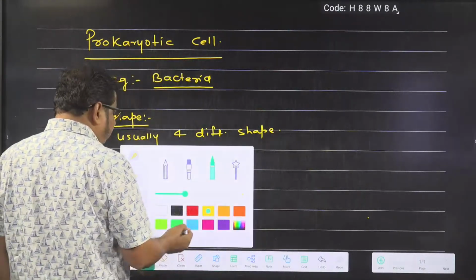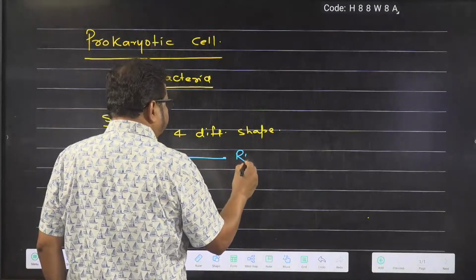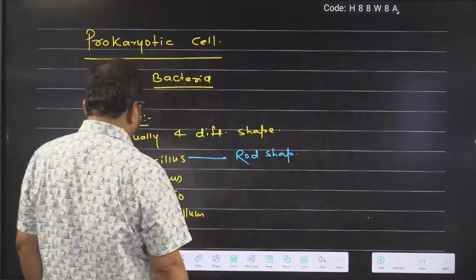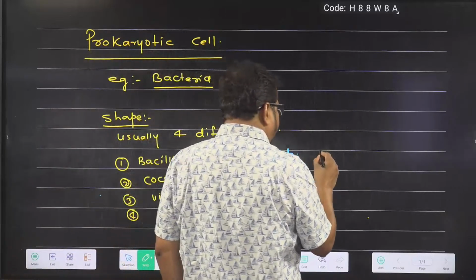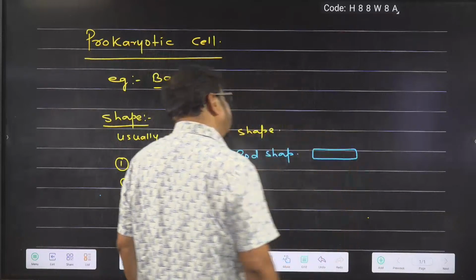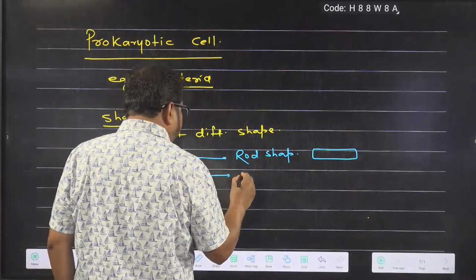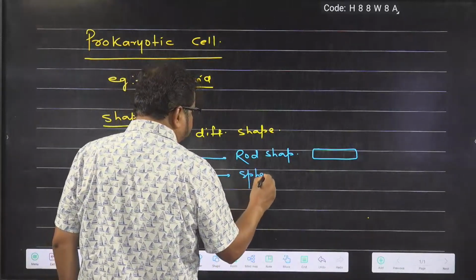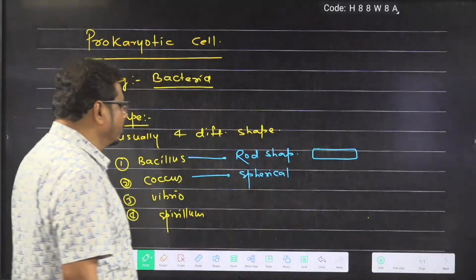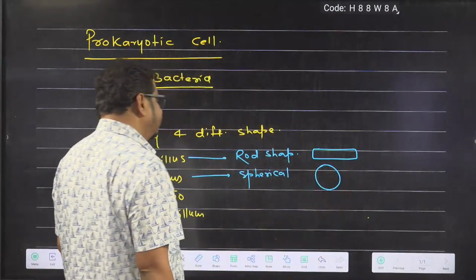So what is the meaning of bacillus shape? Bacillus means rod shape. Rod shape bacteria or prokaryotic cell. If the bacteria look like this shape, we are saying it is bacillus. Coccus bacteria means spherical. A spherical bacteria is coccus bacteria. If we talk about the shape of a spherical bacteria, it looks like a sphere.